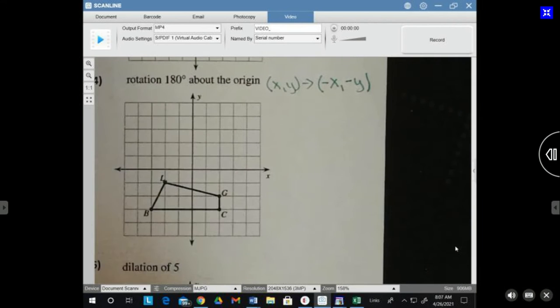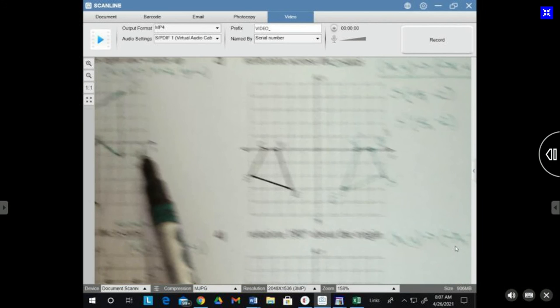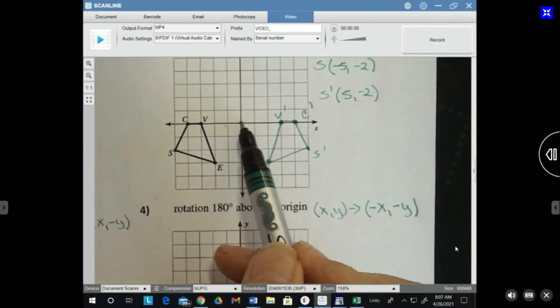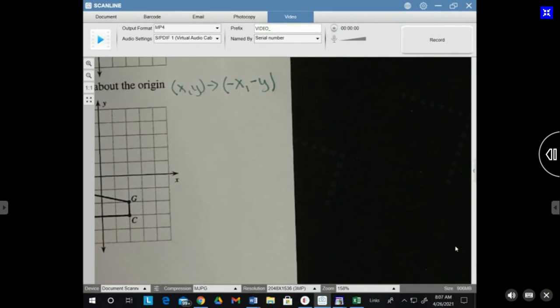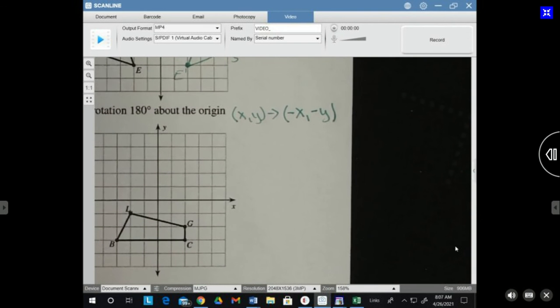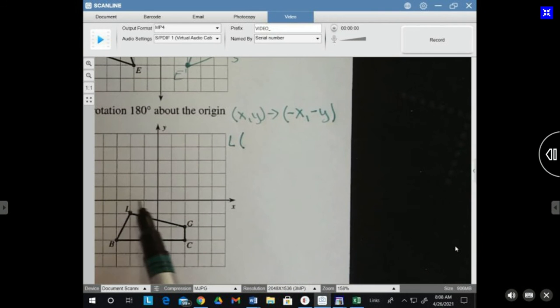Now, I don't know about you. If I do a translation, I can count up and right. If I do a reflection, I can say, okay, this is 3 left, so this has to be 3 right. I can't do that on a rotation, okay? On a rotation, I will make a mistake every time. So I have to look at those points, and I need to do that by numbers. I need to say, okay, L, what is the coordinate of L?